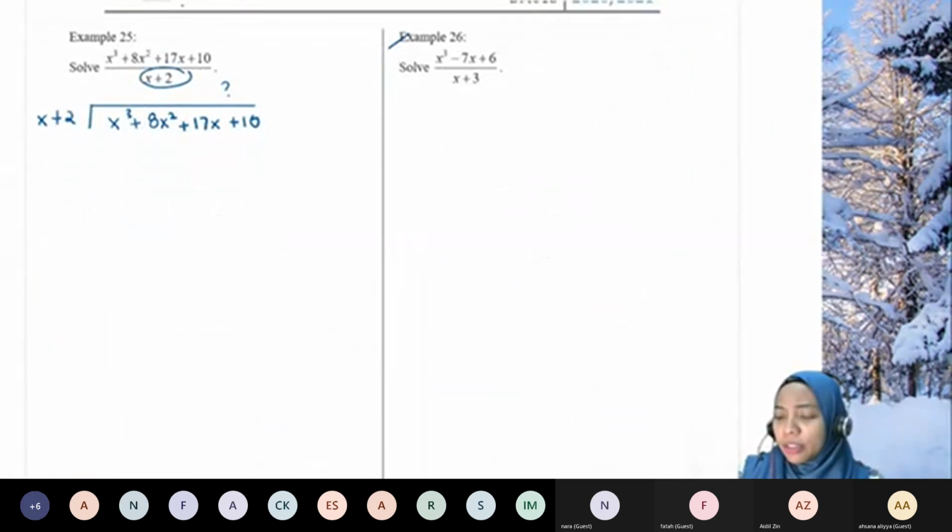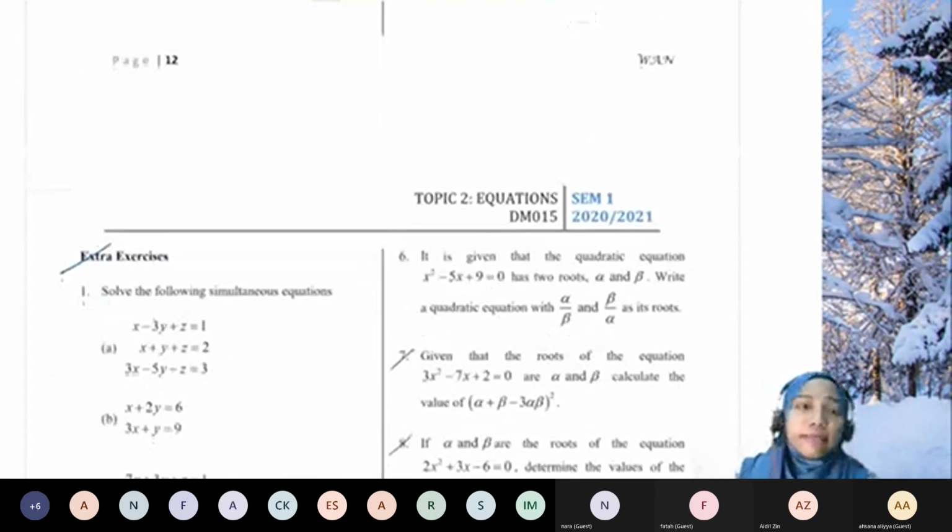Okay, for example 25 sama juga. Okay, cuma X plus 2 ini dekat sini lah. Sama juga, you perlu cari the remaining factor. Mula-mula pastinya you akan dapat quadratic and then you factor the quadratic function itu. Okay, ini pun sama. I leave it to you. Okay, 25 and 26. That's it. Okay, itu sahaja.